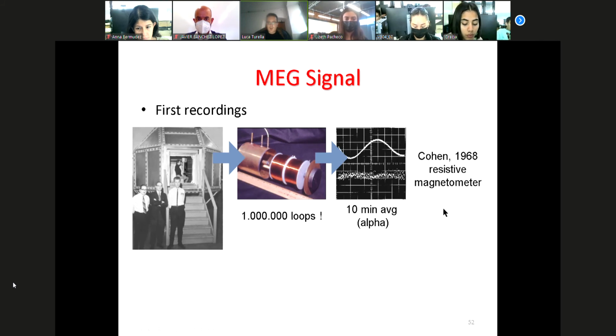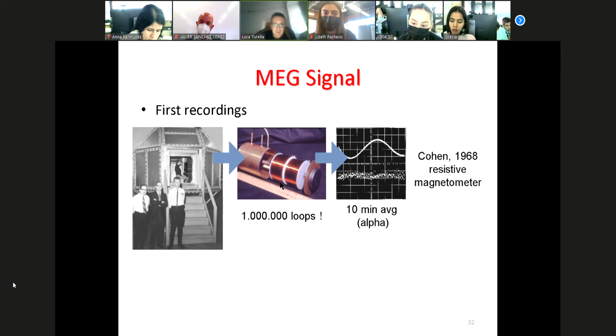The first recording was conducted in the late 60s at MIT, and they created this massive chamber in order to isolate the participants from the magnetic field of the Earth. So this was the first MEG recording setting, and it was just one channel. It was not based on the type of technology that we will see later. This was a resistive magnetometer.